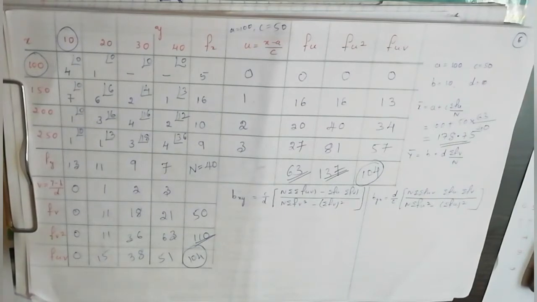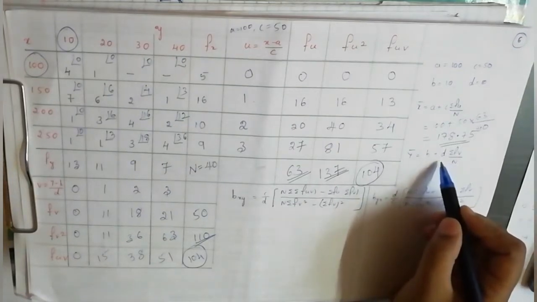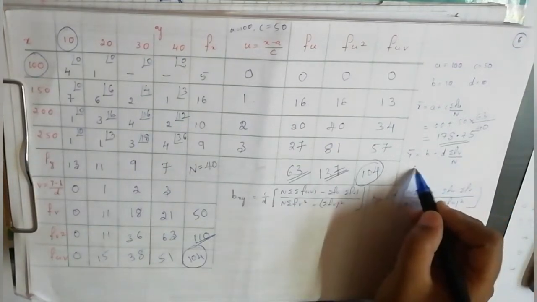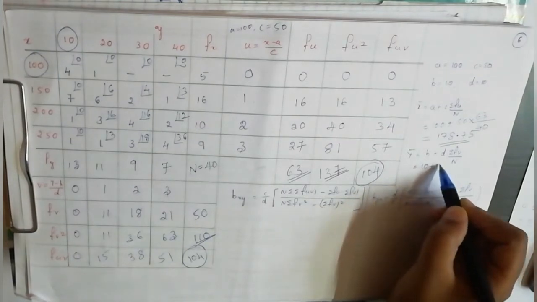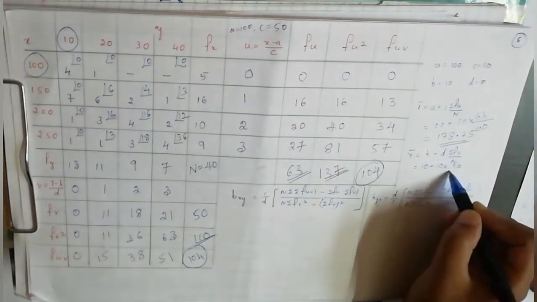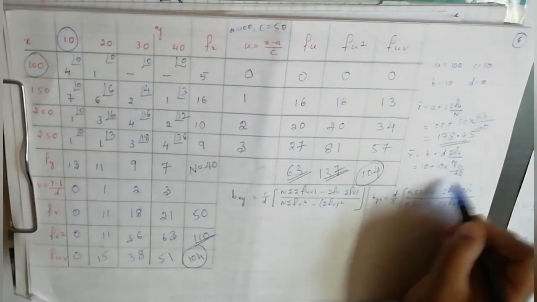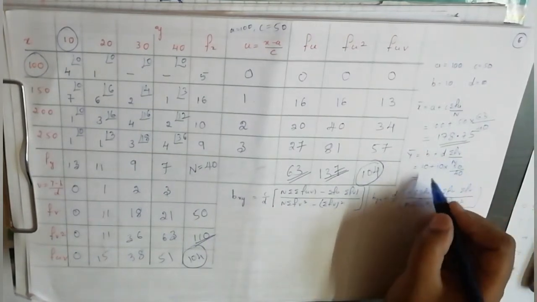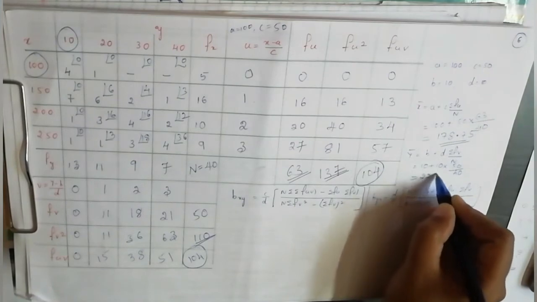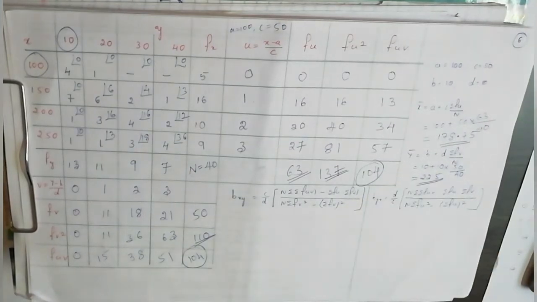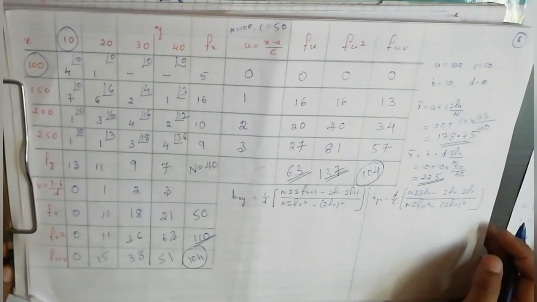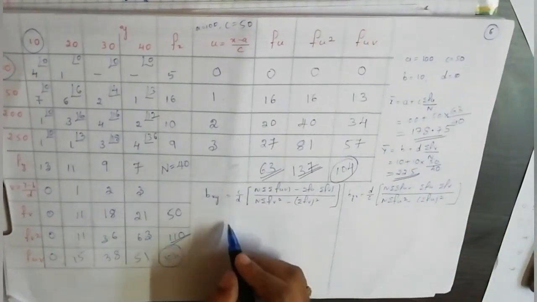So next, to find y bar, the formula is B plus D summation fv by N. So B is 10, D is 10, sum of fv is 50, and N is 40. So you'll get y bar as 22.5. Okay, so now we will calculate bxy.